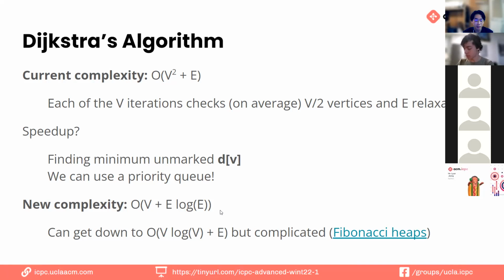I haven't personally implemented this, and it uses Fibonacci heaps. There's a really funny article my friend sent me a long time ago about Fibonacci heaps and how it ruins someone's life. So if you're interested in reading that article, I have it linked there. But yeah, most of the time, this new complexity works with priority queues.